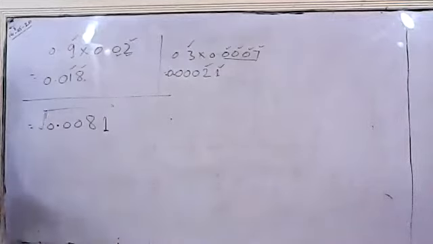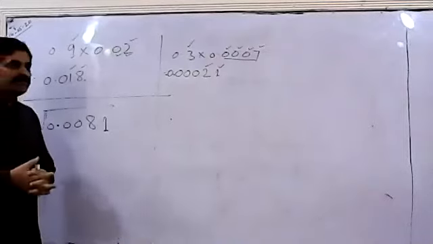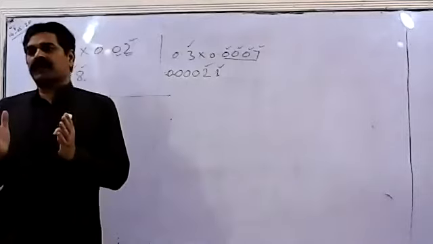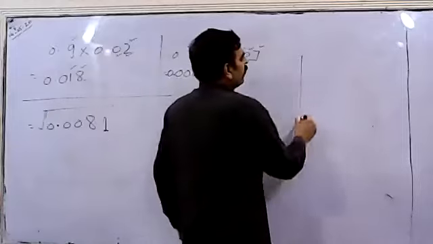Okay, students, I have written the problem 0.0081. Today I will discuss these things which are very easy. 0.0081. We are going to find the square root of 0.0081. Students, when we talk about square number or square root, you know that square and square root both are opposite to each other. Again, I am going to revise it.